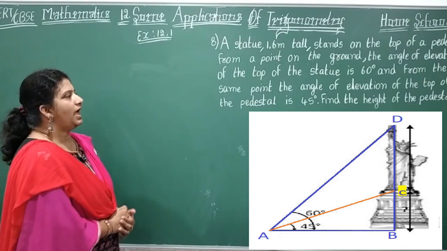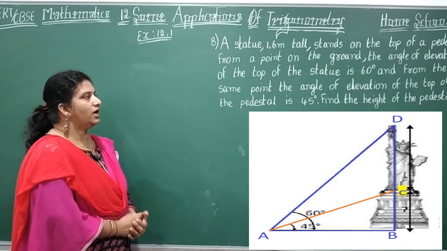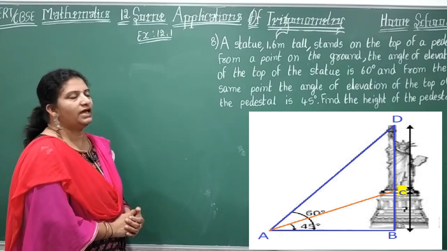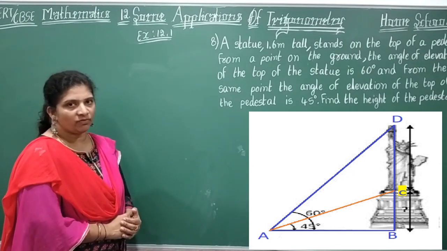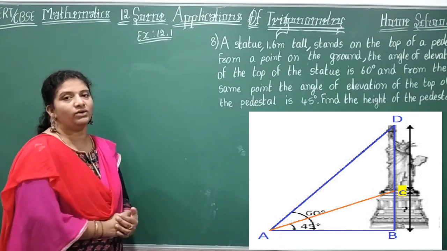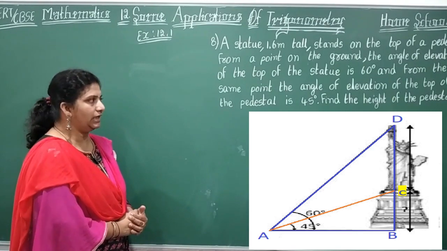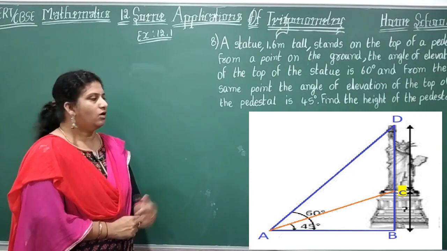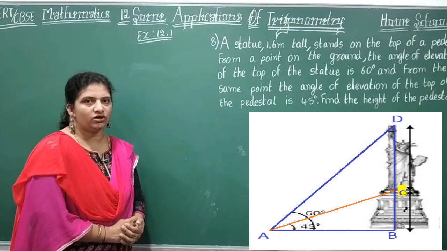60 degree. And from the same point, the angle of elevation of the top of the pedestal is 45 degree. Look over that, children. Where is the top of the pedestal? At C point. From there to the ground A point, what is the angle of elevation? 45 degree. Find the height of the pedestal. What is the height of the pedestal is your question. That is BC is equal to question mark.